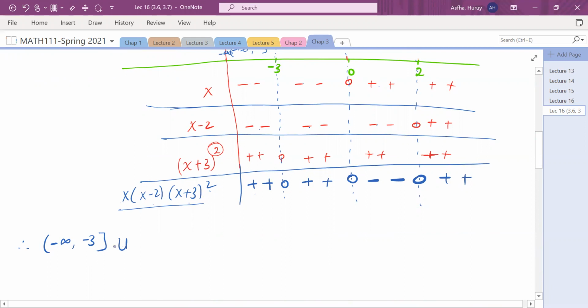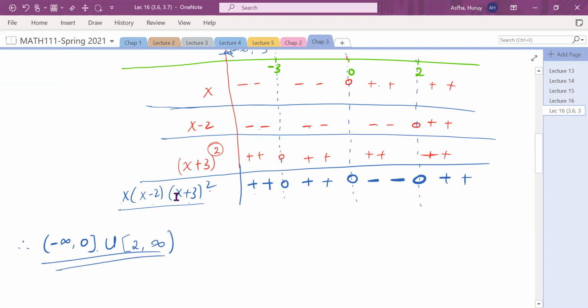Since it's greater or equal to 0, I can go all the way to here because these are all together. There is no break in here. So I will go to 0. Union, and then from 2 to positive infinity. Okay. So this is the solution to the inequality.